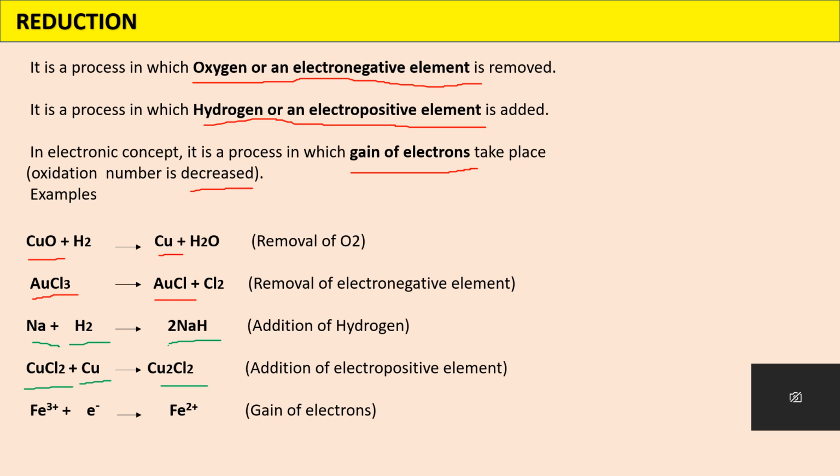And in the last, we can see an electron is added to Fe3+. Addition of electron decreases the charge on Fe3+ to Fe2+. So the oxidation number is decreasing, and this is again reduction of Fe3+ to Fe2+.